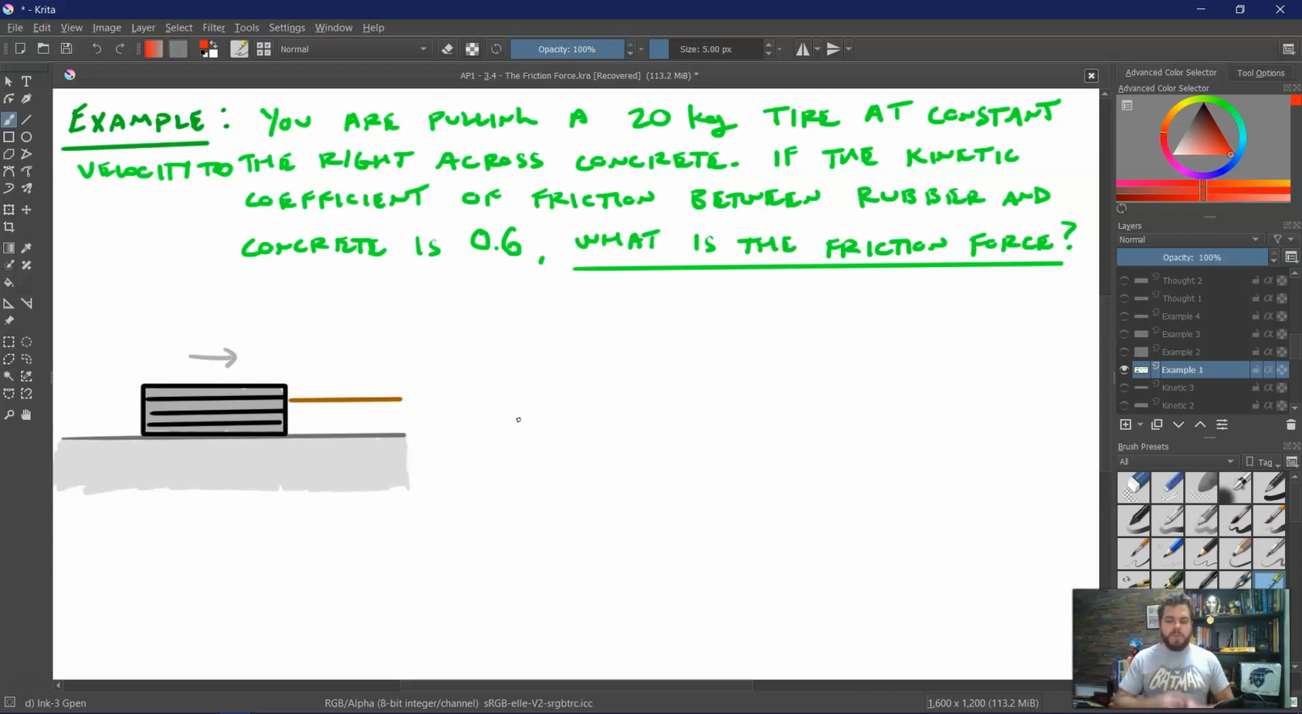So the surfaces here would be rubber and concrete. If the kinetic coefficient of friction between these two is 0.6, what is the friction force on the tire? Well, how would we go about trying to do this?